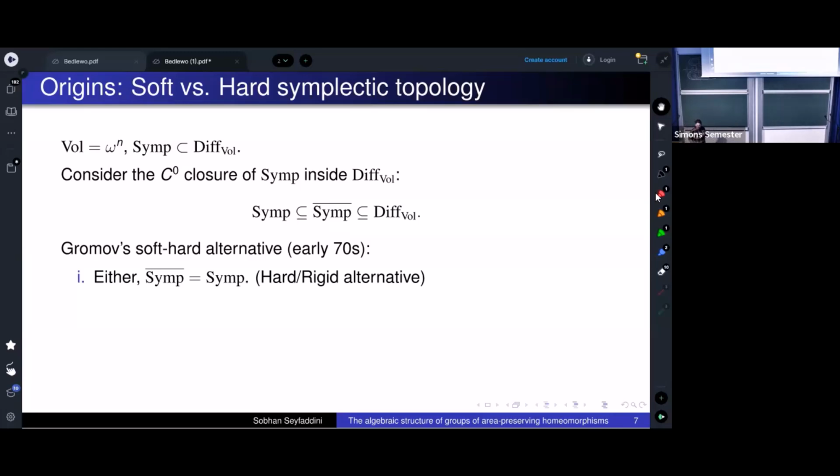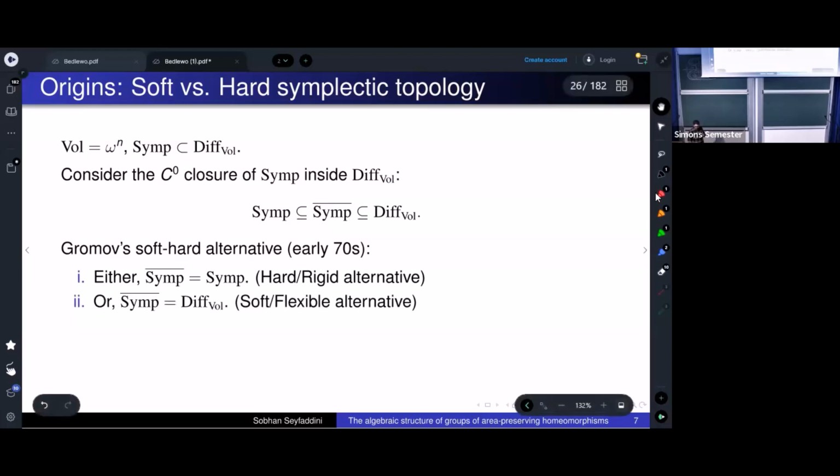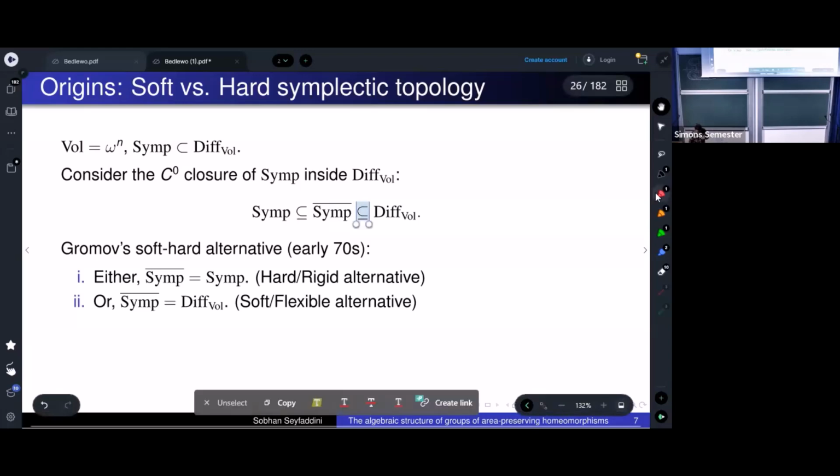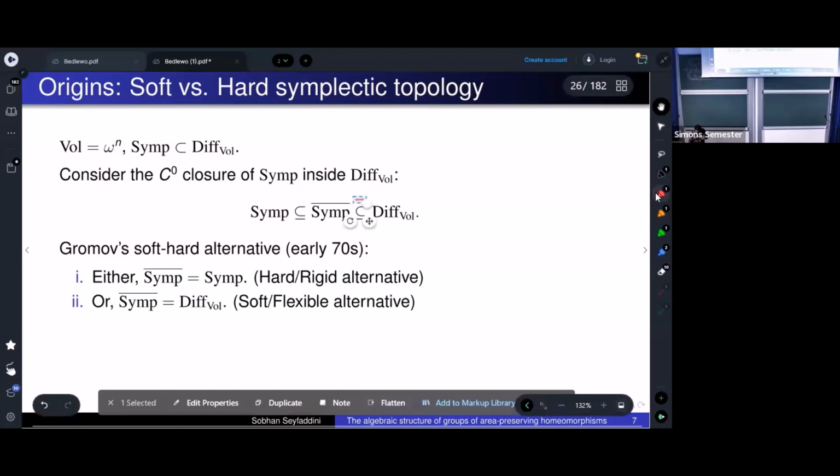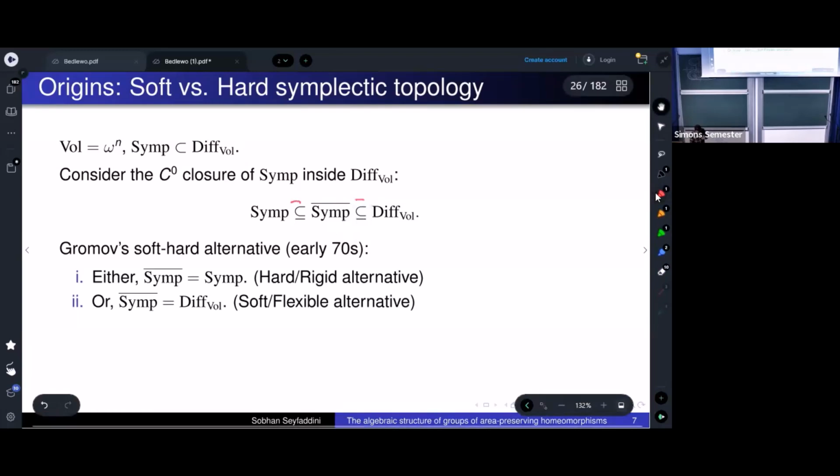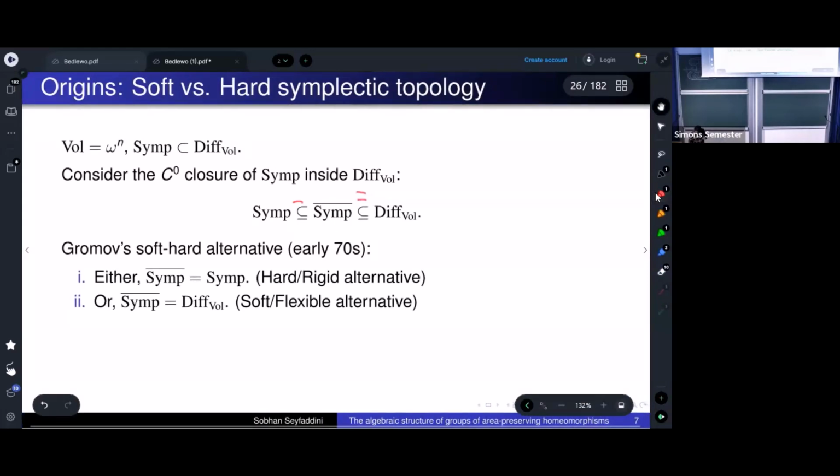And if this is not true, then he showed it must be the case that SymPar is actually all of volume preserving diffeomorphisms. So what he says is that one of these two subsets is an inequality, either this one or the other. Okay, so one of these two is an inequality, but we don't know which one. So this was the state of affairs in the 1970s.